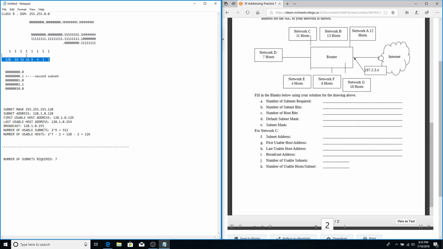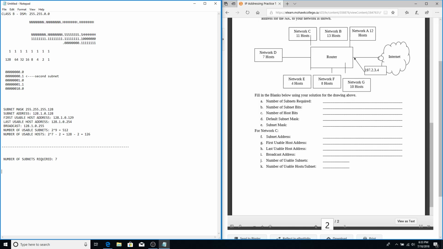And we're going to look at all of our bits here, and we're going to say, well, which one is going to satisfy 7? So 1 doesn't, 2 doesn't, 4 doesn't, 8 does. And we're talking about subnets, so we don't have to take away 2. So in this case, 8 actually does satisfy 7.